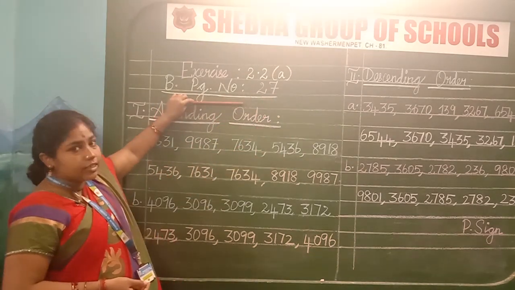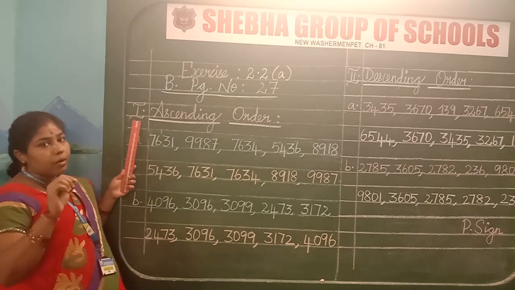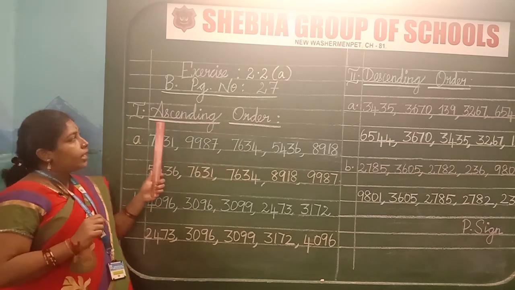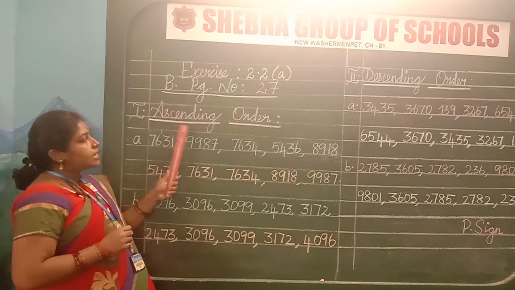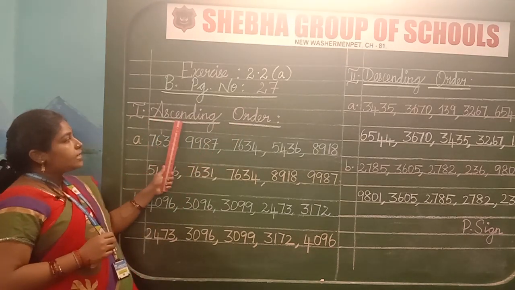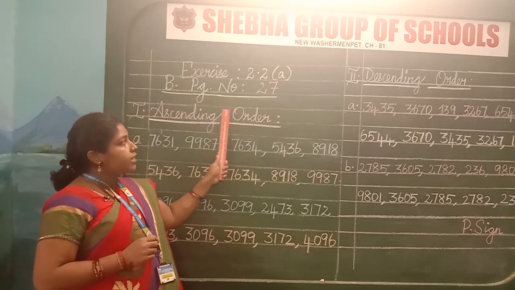Leave one line, children. Now in the margin side write the Roman number 1 and ascending order. A should be in capital, O should be in capital. Ascending order. Spell it and write, children: A-S-C-E-N-D-I-N-G. Ascending space order.